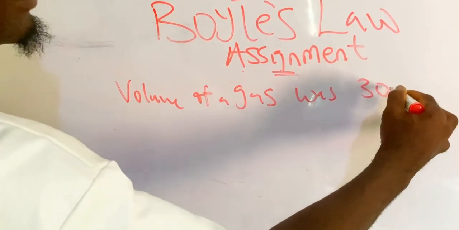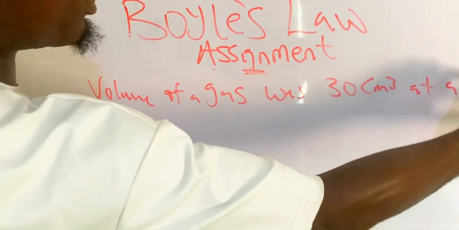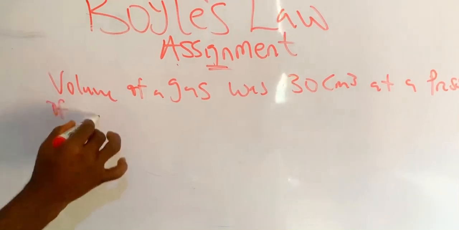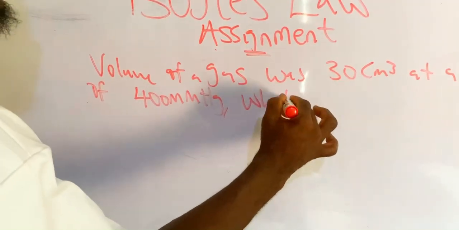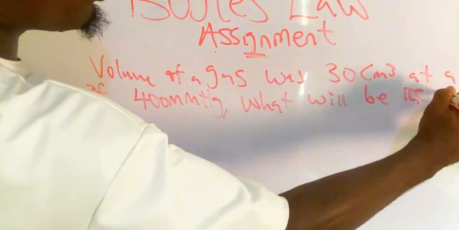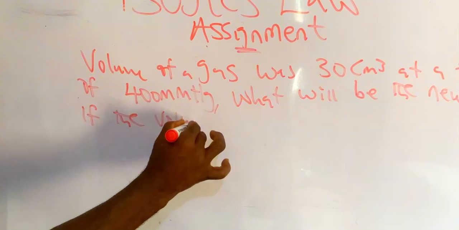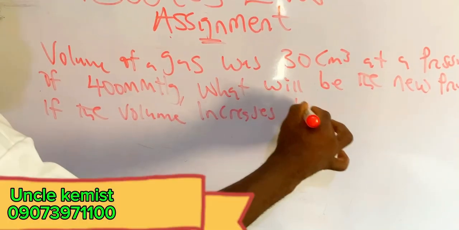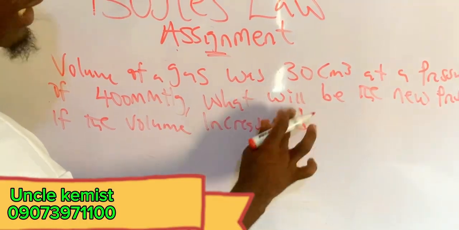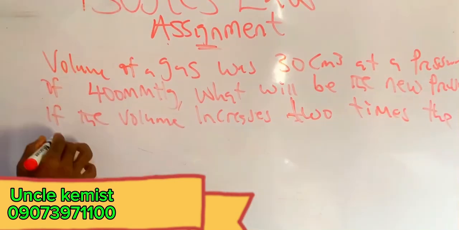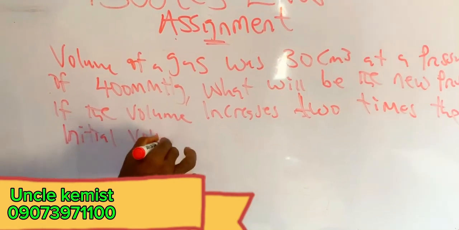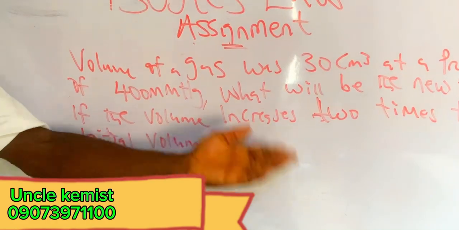A fixed mass of gas has a volume of 30 cm cube at a pressure of 400 millimeter mercury. What will be the new pressure if the volume increases two times the initial volume? Now, I want you guys to do this and submit it in the comment section.